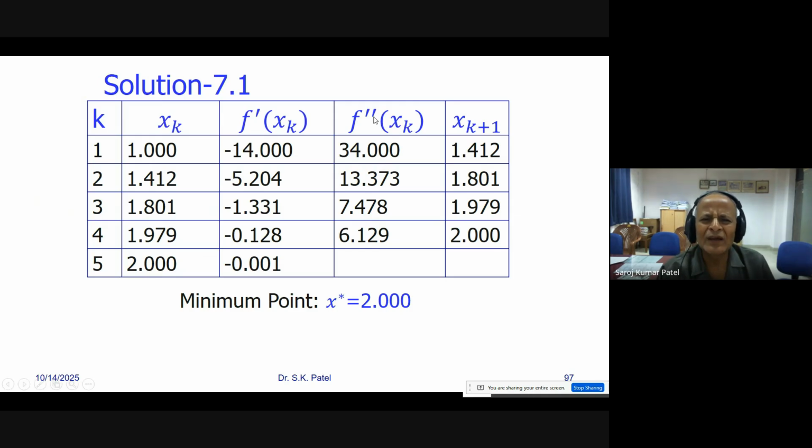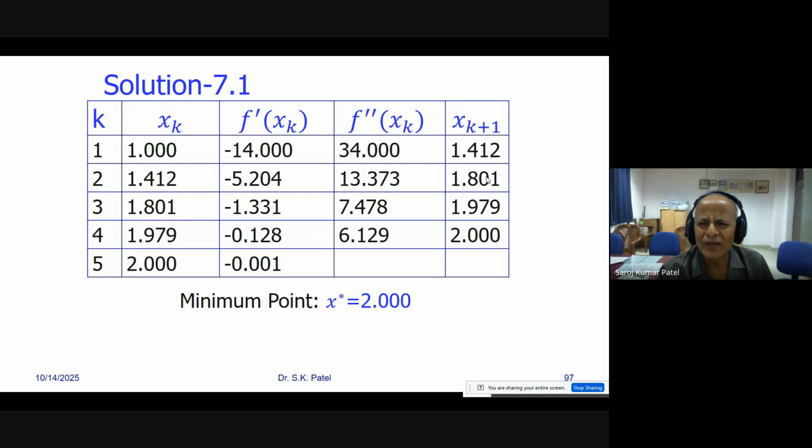and we can summarize the result. So we start with 1. Find out these two derivatives. So next point is 1.412. So it goes to the next iteration. So 1.412. Again find out the two derivatives. So the next point will be 1.802.